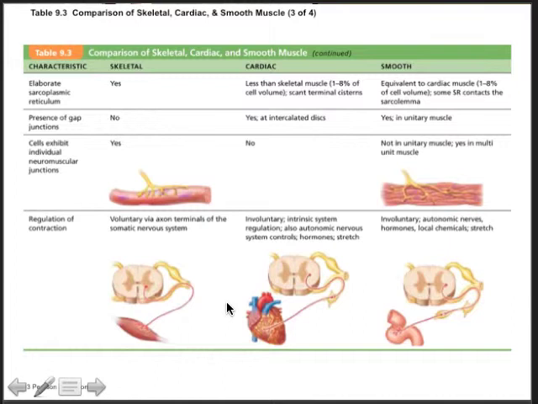Neuromuscular junctions are simply the area where the nervous system and the musculoskeletal system interact. Do the cells have individual neuromuscular junctions? Yes, if we're talking about smooth and skeletal muscle. Not so much if we're talking about cardiac muscle. And then how is contraction regulated? In skeletal muscle, it's via what we call the somatic motor division of the nervous system, which we control consciously. And for cardiac and smooth muscle, it's primarily through the autonomic nervous system, which operates without our conscious awareness.